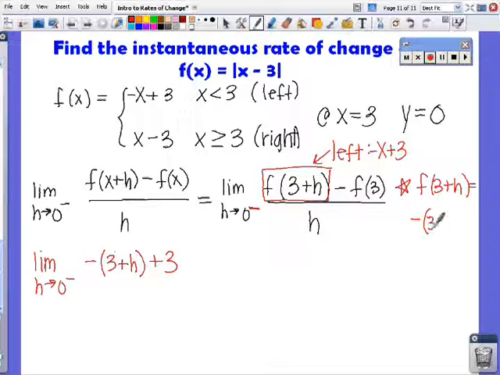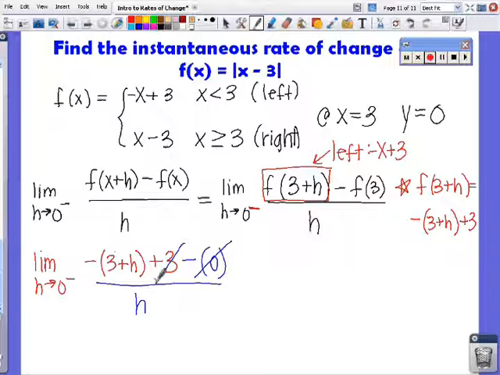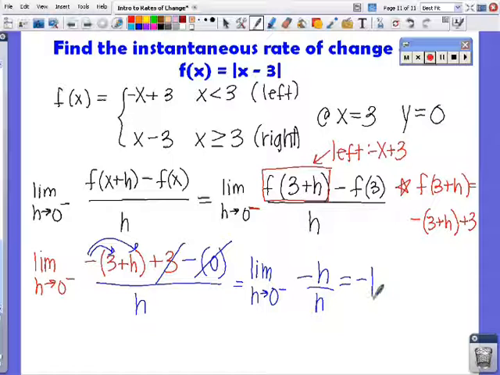Then I'm going to subtract f of 3. Well, f of 3 is 0, divided by h. And this cancels. Negative 3 will end up canceling with the positive 3. So you get left with the limit as h goes to 0 from the left will be negative h over h, which gives us negative 1. If you look at the graph, and I'm going to take you back to the graph after we do both, you'll see that the slope is definitely negative 1.